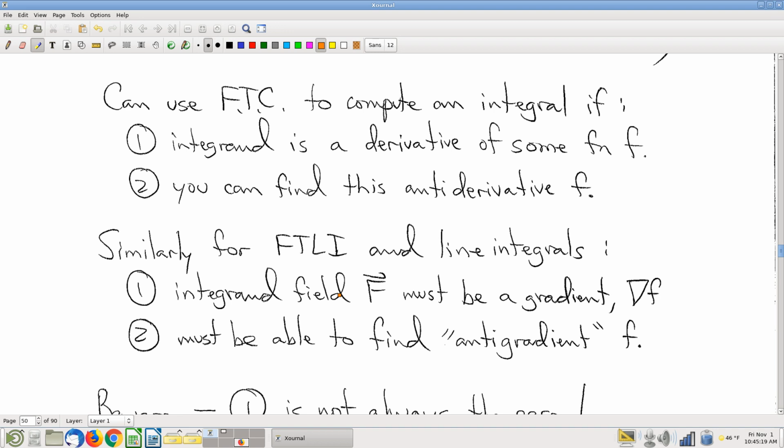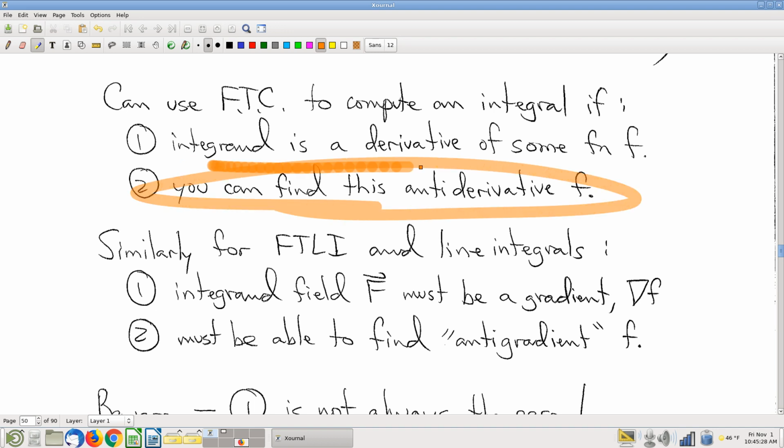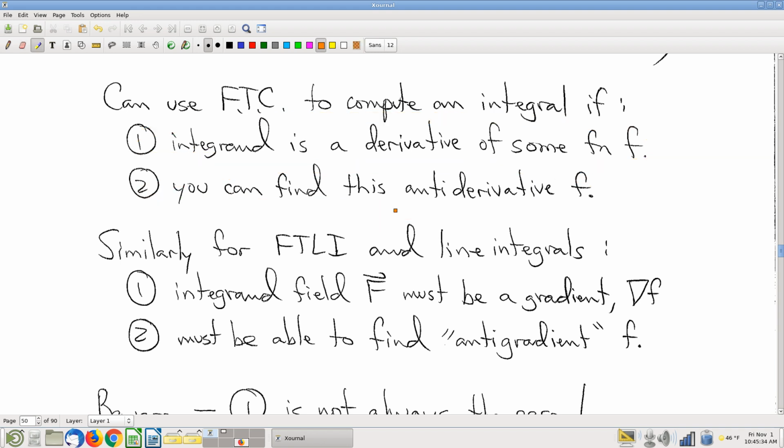The thing about it is, certainly with the fundamental theorem of calculus, we did that a lot. You've got to be able to find the antiderivative. It's got to actually be an antiderivative of something, and then you've got to be able to find that antiderivative. Everything is an antiderivative in single variable calculus. Every continuous function is an antiderivative. The big problem in single variable calculus is how do you find the antiderivative?